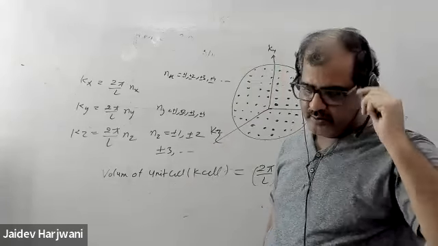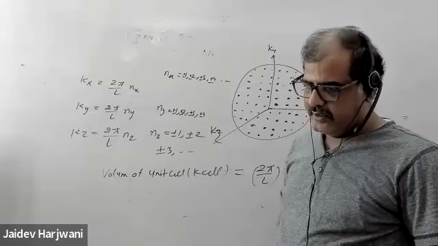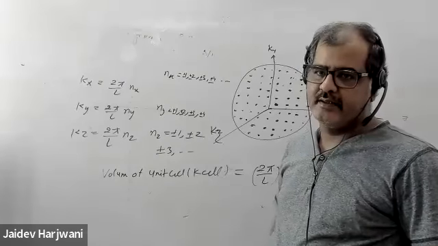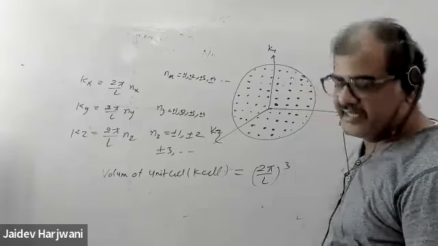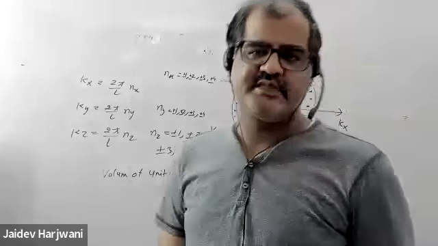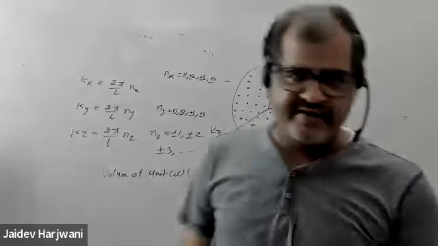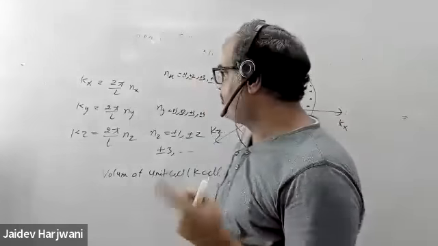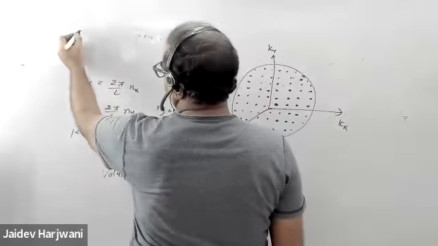The k value 0 to pi by a was coming. That is for the fixed boundary condition. This is for periodic. Yes, sir. For periodic we have pi by a. So if you have a one dimensional crystal, okay.